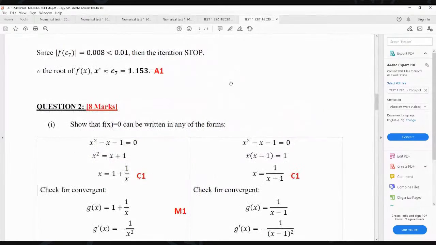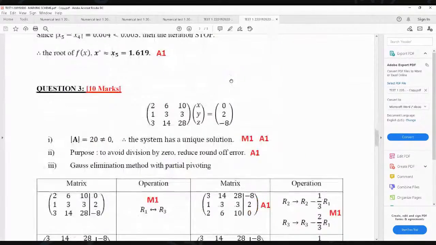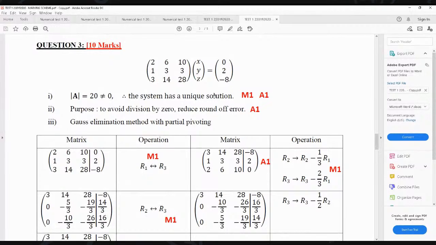We want you to solve using Gauss elimination with partial pivoting. What do you mean by unique solution? A unique solution is equivalent to the determinant of A not being equal to 0. How to get the determinant of A?